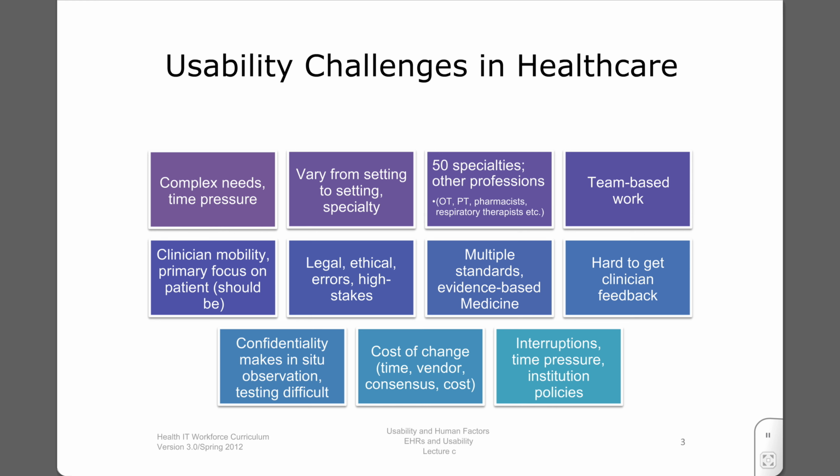Usability evaluation is challenging because of many factors. Healthcare users have complex needs, operate under time pressure, are often interrupted, have colleagues with whom they must communicate frequently and accurately, and do their work in multiple locations. There are over 50 specialties, each with different needs. Legal, ethical, moral, social, and cost imperatives all influence the complexity of their work. It is often difficult to get clinical feedback due to clinician busyness and the perception that it does not directly benefit them.